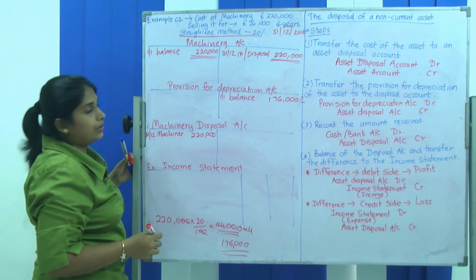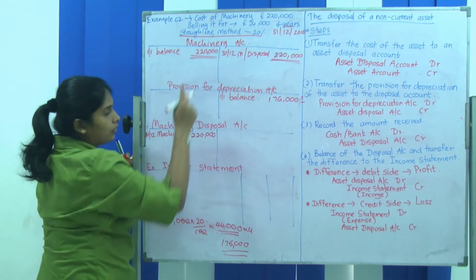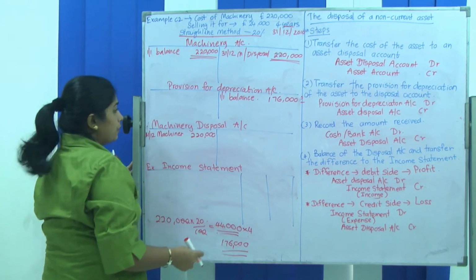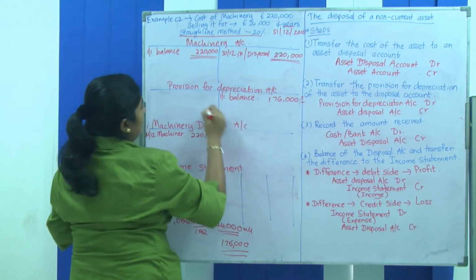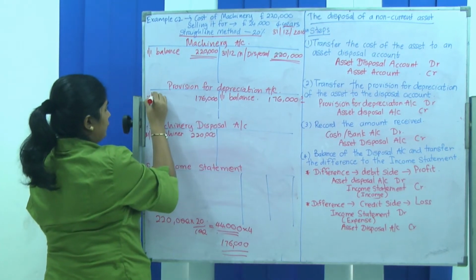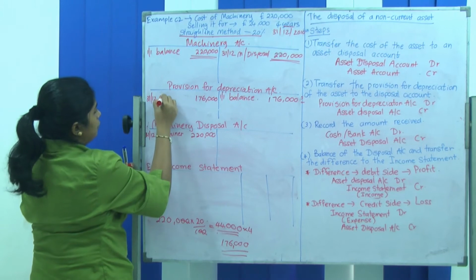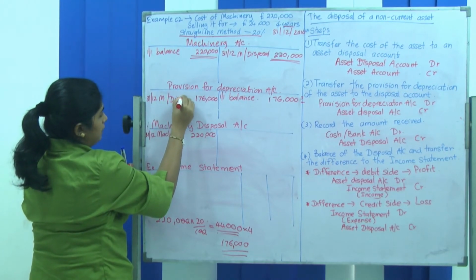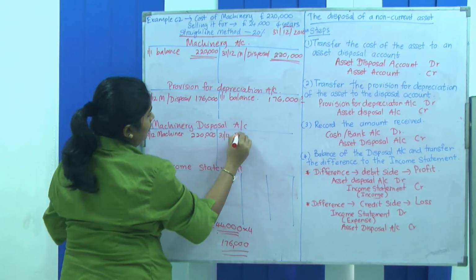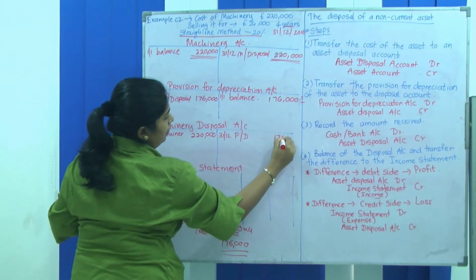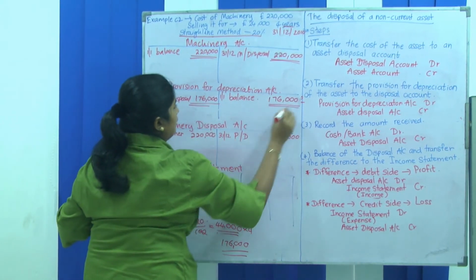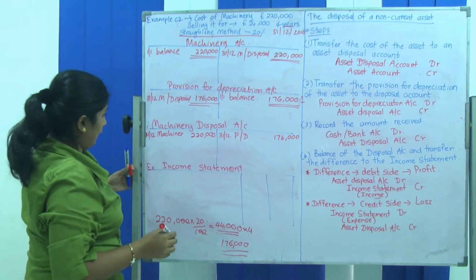Then you have to transfer the provision for depreciation. Now here, according to this sum, you only calculated it. So it's 176,000. To cancel it, it will be debited on 31st December, machinery disposal as details. Then it will be credited 31st December, provision for depreciation 176,000. Now you can see the provision for depreciation is balanced and cancelled.